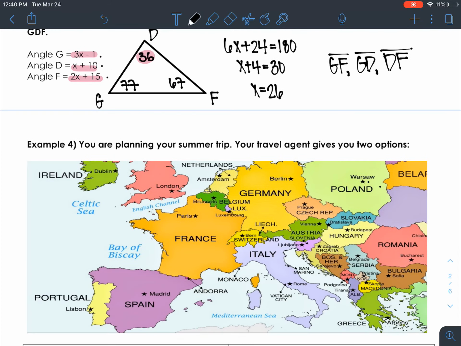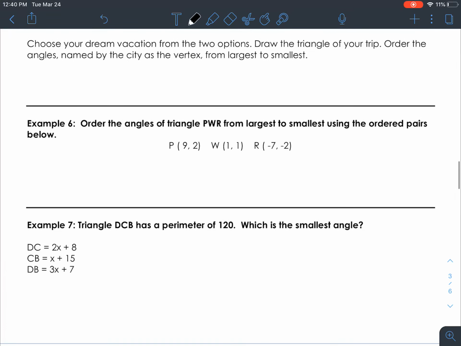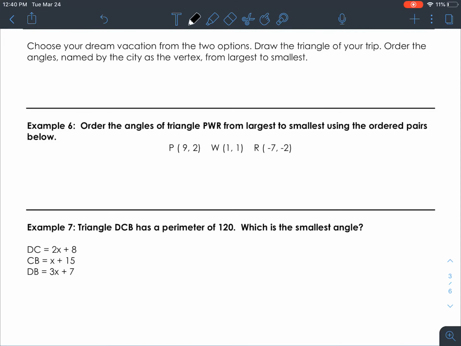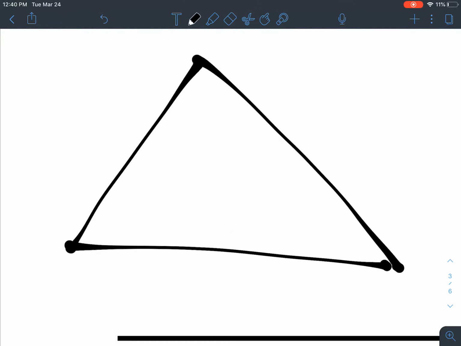Now example 4 we're not going to do because it's just talking about the same exact thing. But we are now going to do example 6, where it says to order the angles of the triangle PWR from largest to smallest using the ordered pairs. Okay. So here's what I think we should do. Let's draw our triangle. Once again, we don't know what it looks like. We're just visualizing.